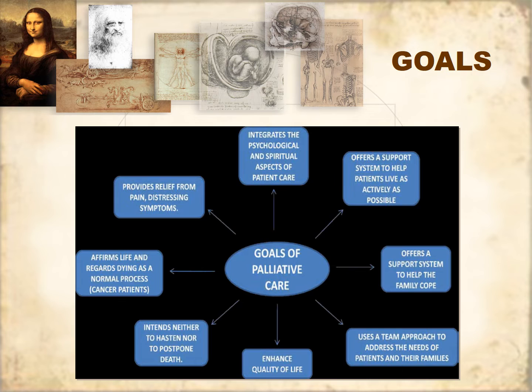So what are the goals of a primary palliative care approach? It involves integrating the psychological and spiritual aspects of patient care, a support system for the patients and for the family, a team approach to address the needs of patients and their families, and enhancing quality of life. The role of palliative care, as I told you earlier, is neither to hasten nor to postpone death. They consider the patient as normal and provide relief from pain and also from distressing symptoms. So the palliative care team has a multi-function role in providing care to the patients.